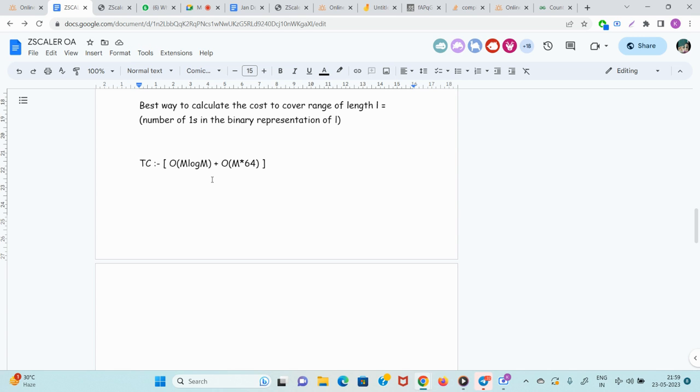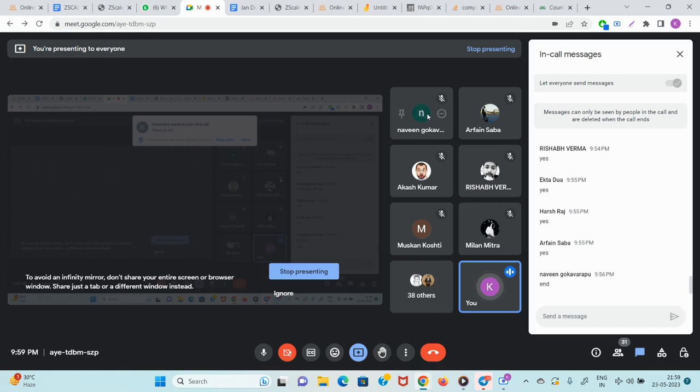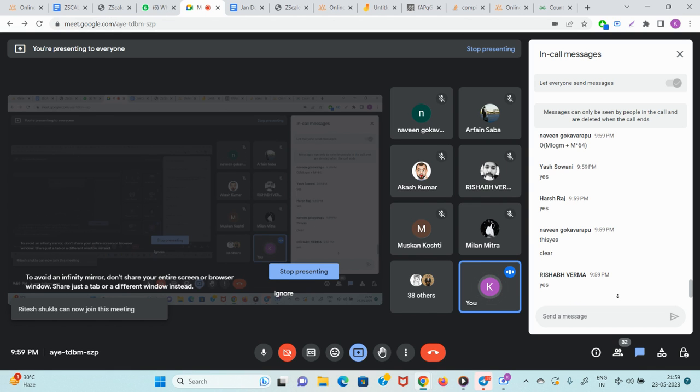Basically, if you try to make an average, the average will come like something like O of m into 50. This is efficient, guys. Understood what's happening? Tell me, guys. Everyone write yes in the chat if they understood the time complexity part. Anyone who did not understand, tell me please.